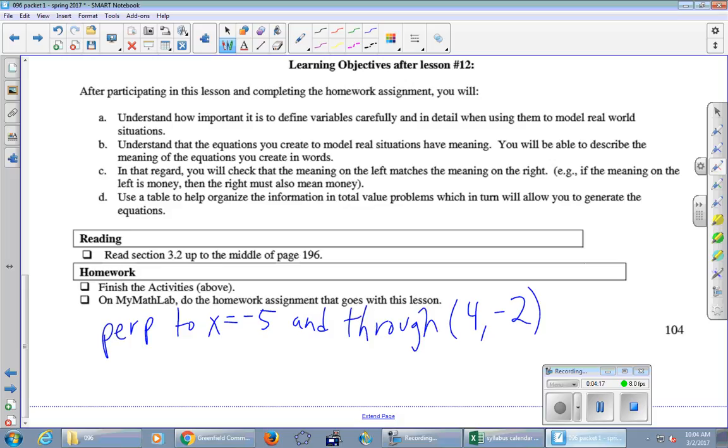What kind of a special line is perpendicular to a vertical line? Is a horizontal line, right? It's not going up and down at all. It's just horizontal. And so really I'm after the equation of a horizontal line.